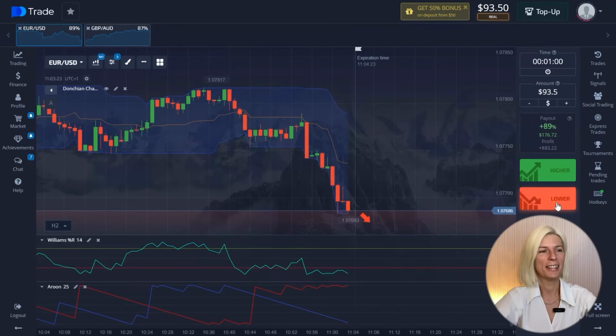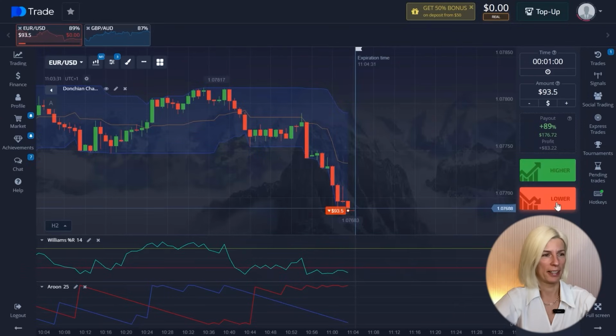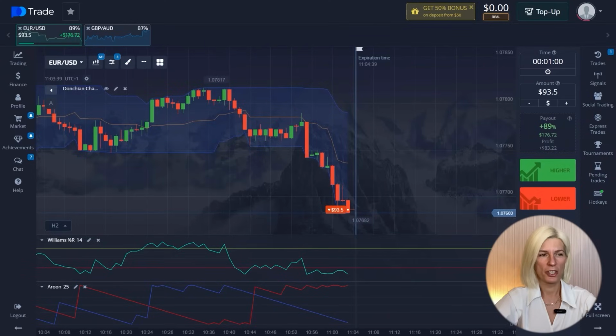Now I'm ready, so I open a new down trade for 1 minute with $93.5. This time the price was declining and the Williams line was also moving down. And as you understand, this was a signal for me about a possible price decline. In addition, the red line of the Aroon indicator responsible for the downward movement of the price was at the level of 100, but the blue line was only about 0. This combination also indicates a possible decline in price.